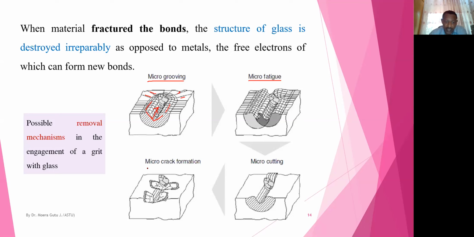The other one is micro crack formation. This is a very bad machining technique for ceramics. You had better avoid micro crack formation. Here, the crack is not uniform, and although the material is being removed, crack formation is a dangerous process. Micro cutting is a little better. In this form, with the machining depth, material can be removed in the form of a micro cutting process.